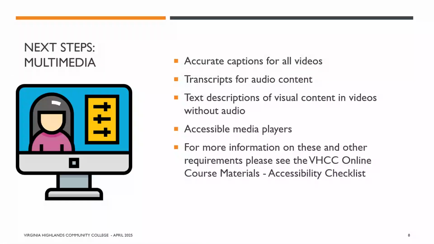For multimedia, accurate captions and transcripts are essential. Using automatic captioning from services like YouTube, Zoom, and Canvas Studio is fine, but those captions must be reviewed and edited for accuracy. Transcripts need to be provided for all audio content. Text descriptions are required for any visual content in videos without audio. And accessible media players must be used that support full-screen video, playback speed controls, and keyboard control of basic functions like play, stop, fast forward, rewind, and pause.